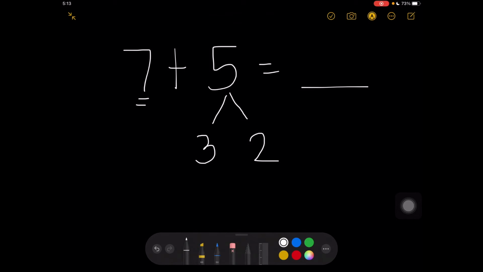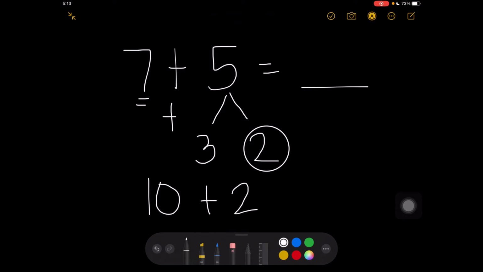After breaking apart 5, add the pair of numbers that will make a 10. So you have 7 and 3. 7 plus 3 is 10. Then add the remaining part, that is 2. Put 10 in your mind, 2 in the fingers, count on. 10, 11, 12. So 10 plus 2 is 12, which makes 7 and 5, 12 as well.